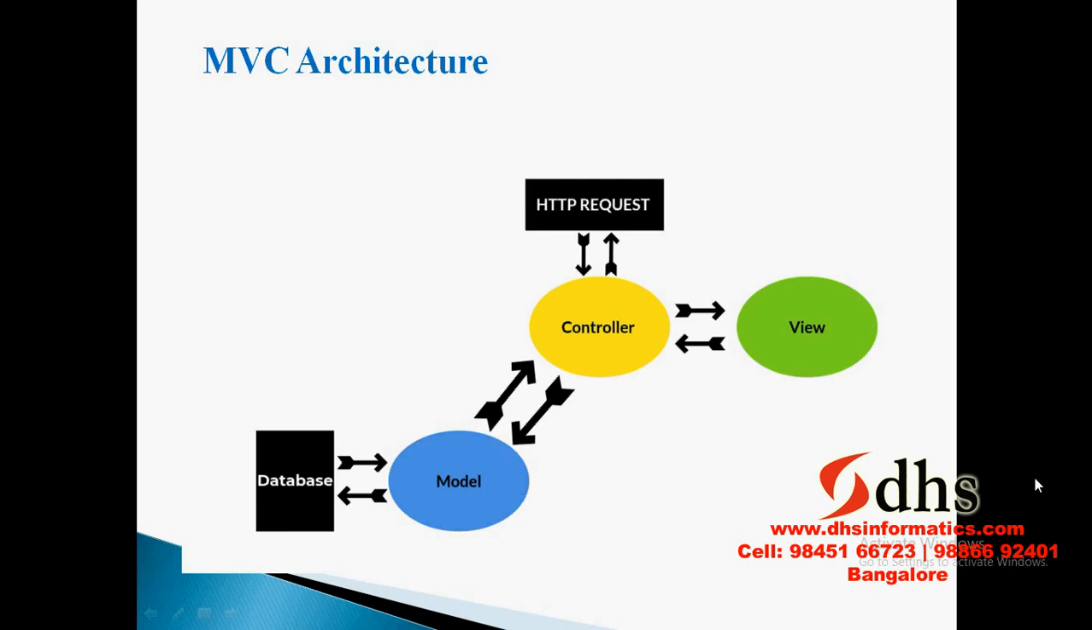Model is responsible for maintaining data. View is responsible for displaying all or a portion of the data to the user. Controller is a software code that controls the interaction between the model and view.